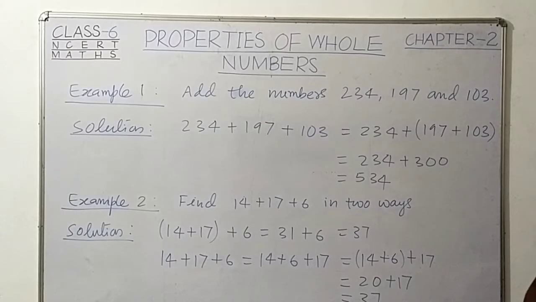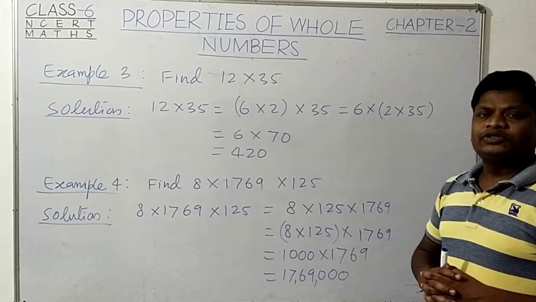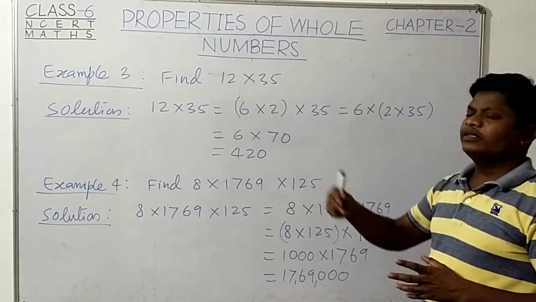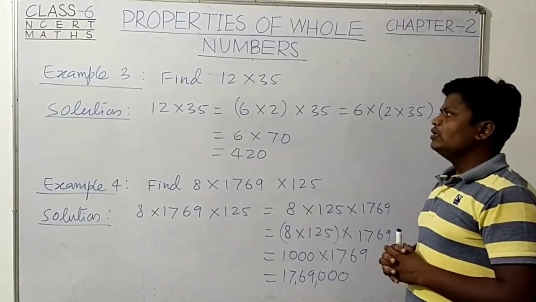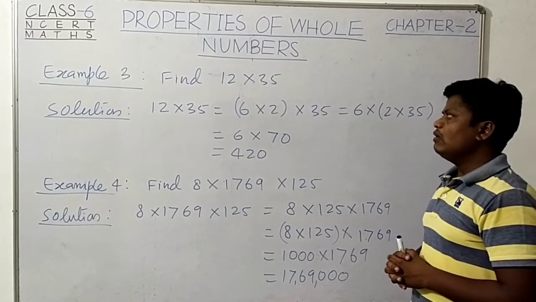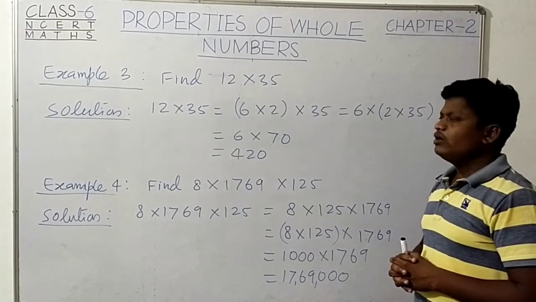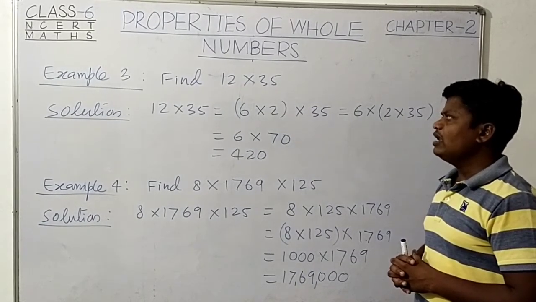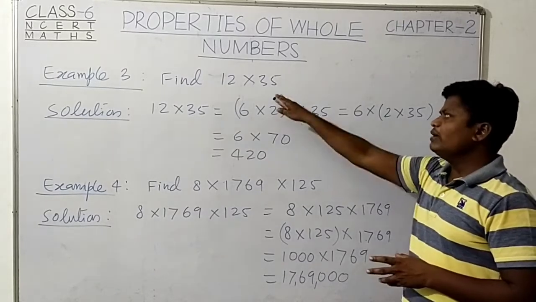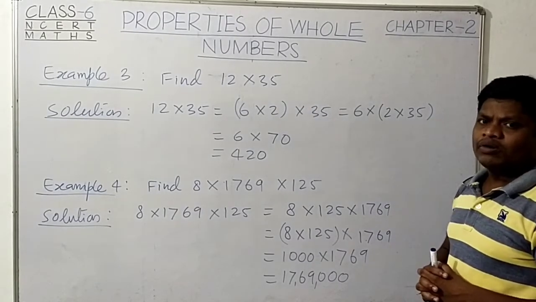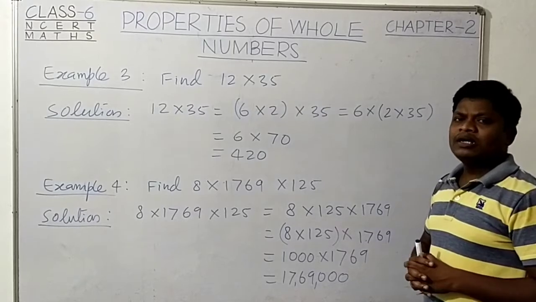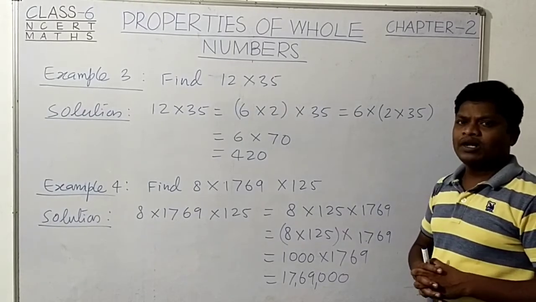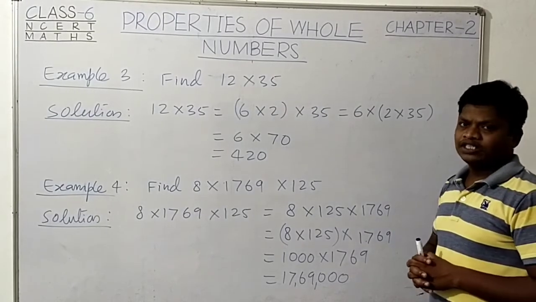Now we come to example number 3. Now students, we come to example number 3. As you can see on the board, the question is find 12 multiply 35, right? What happens when we multiply 12 into 35? So the multiplication is very easy. We know how to multiply the numbers, but they are saying that by using the property we have to do the multiplication of these numbers.